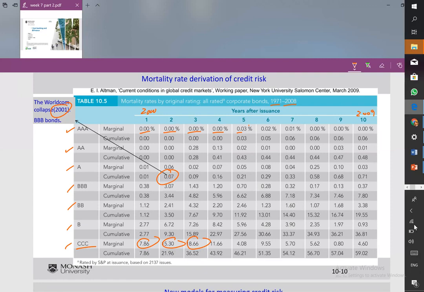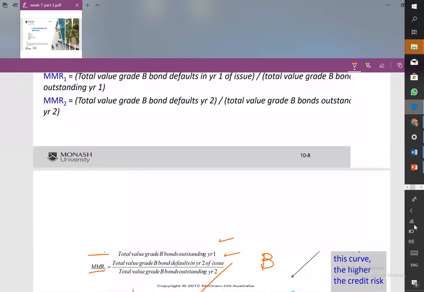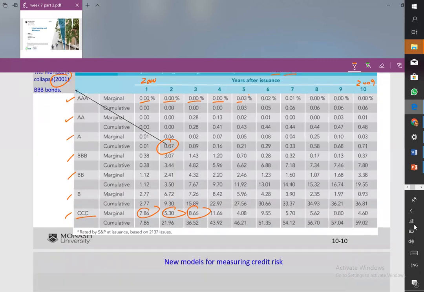All we want you to know is this graph and how it works, the MMR. I think I'm done with this part. Thank you very much.